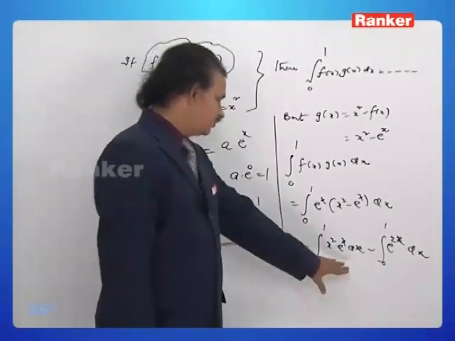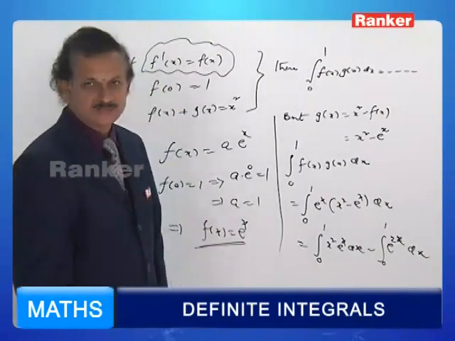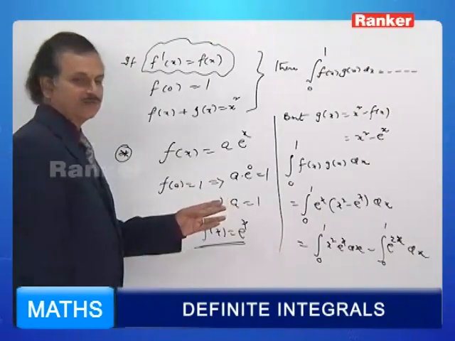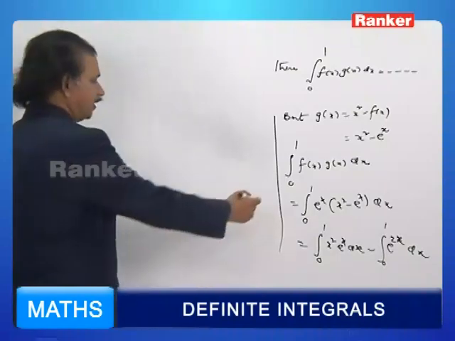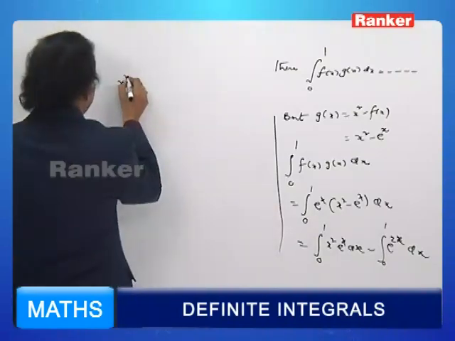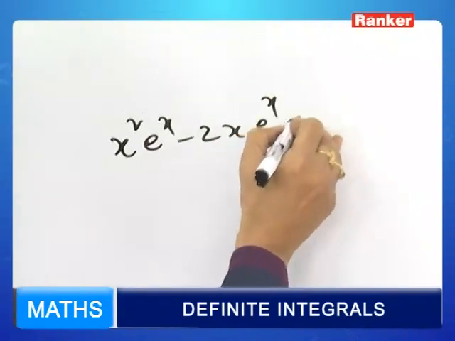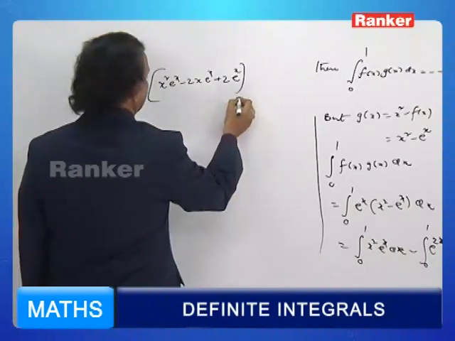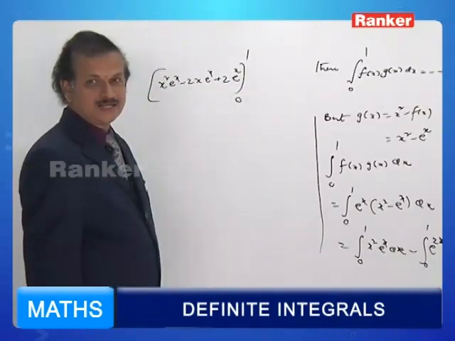Of course, here by using integration by parts, we can have it. How can we have it? Let us observe the steps. You please follow once. So it is x square into e power x minus 2x into e power x plus 2 into e power x between the limits 0 to 1. Why is it possible to have the answer directly?